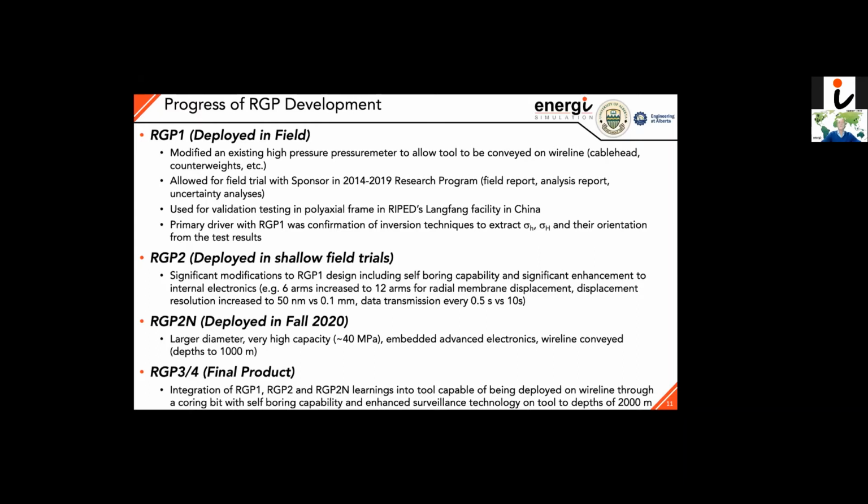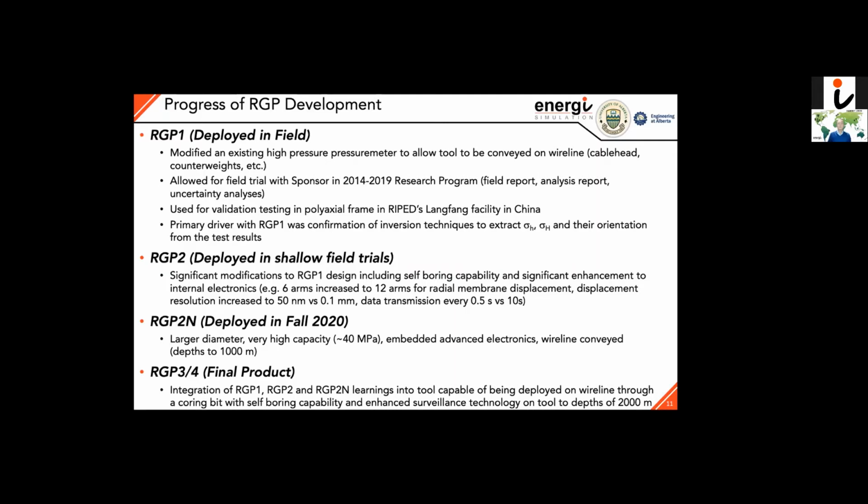But what we did learn was that RGP2 needed to be changed to a self-boring capability. I'll explain this in a little bit. You either drill the hole in advance, slide the pressuremeter in and do the test, or you put in the ability to drill the hole in the pressuremeter so that it has a much better connection with the borehole wall. And so we did make those modifications. I'll show you a little bit of our early trials with that. And we have had some exciting opportunities to run both RGP1 and what is called RGP2N in the Mont Terri Labs in Switzerland, so much harder materials, and learn something about what that means for anisotropy and things like that.